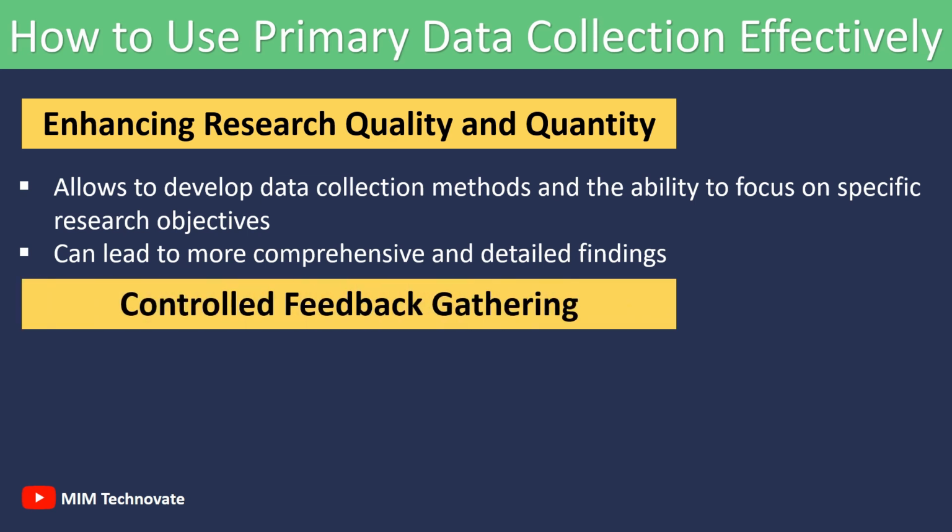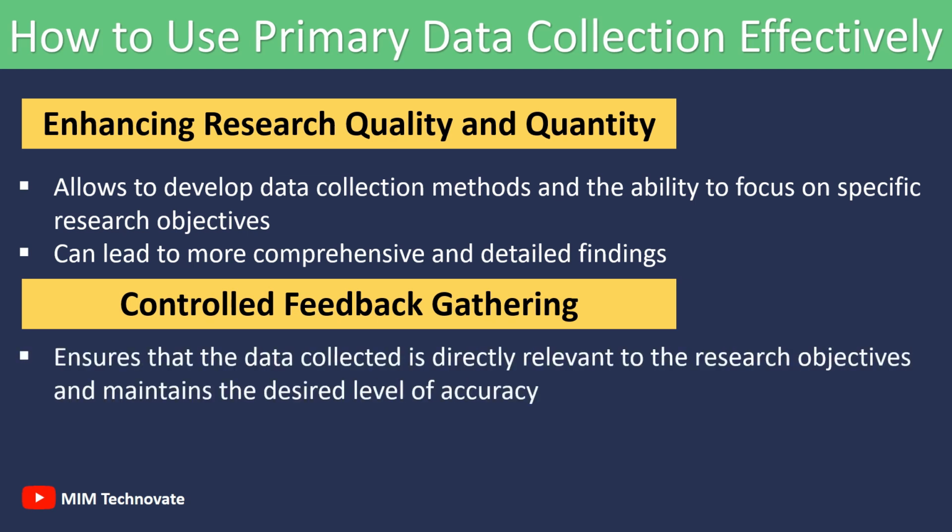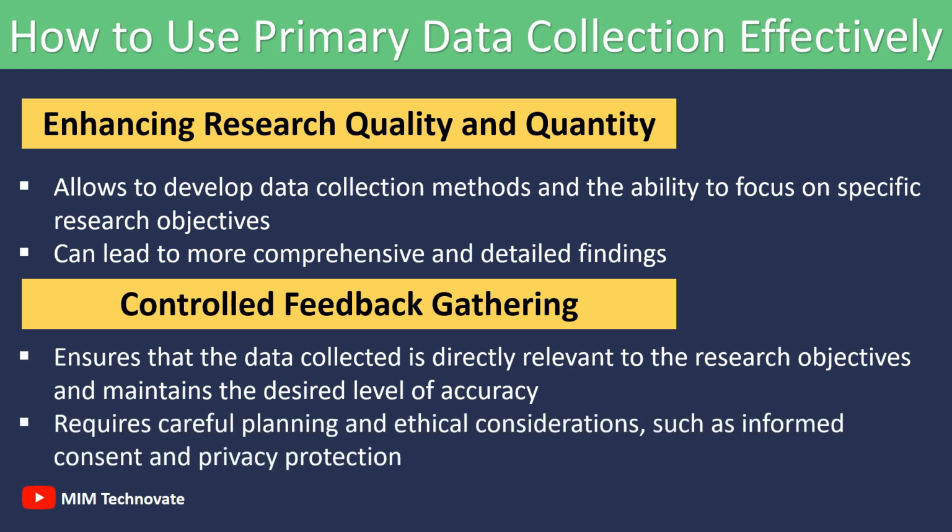Controlled feedback gathering. One of the strengths of primary data collection is the ability to gather feedback from customers or users in a controlled setting. This controlled environment ensures that the data collected is directly relevant to the research objectives and maintains the desired level of accuracy. Using primary data effectively involves leveraging these advantages to address specific research goals. It also requires careful planning and ethical considerations such as informed consent and privacy protection.